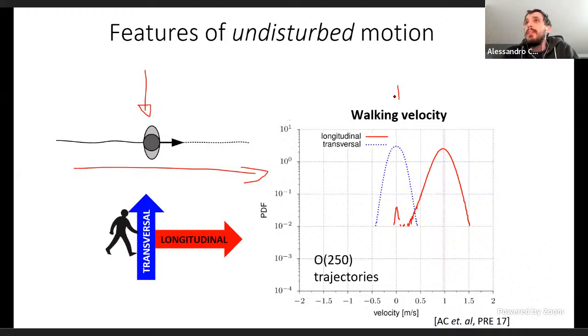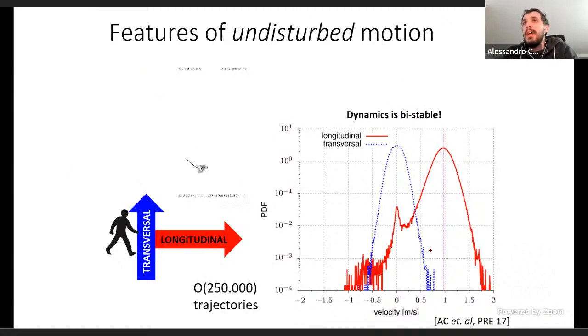Let's say that here on the right-hand side I put the probability distribution function of the walking velocity of this person, and what I have here is what I can observe when I consider about 250 trajectories. So this is a probability distribution function in logarithmic scale. So what you see here are parabolas. This means Gaussian distributions, of course. And so a person would move with a Gaussian distribution in velocity of about 1 meter per second in the longitudinal direction. And then the person would have a transversal fluctuation around 0 meters per second, with a standard deviation that is more or less of the same size as the longitudinal motion. This is what you observe with 250 trajectories. And now, what if you start looking at 250,000 trajectories?